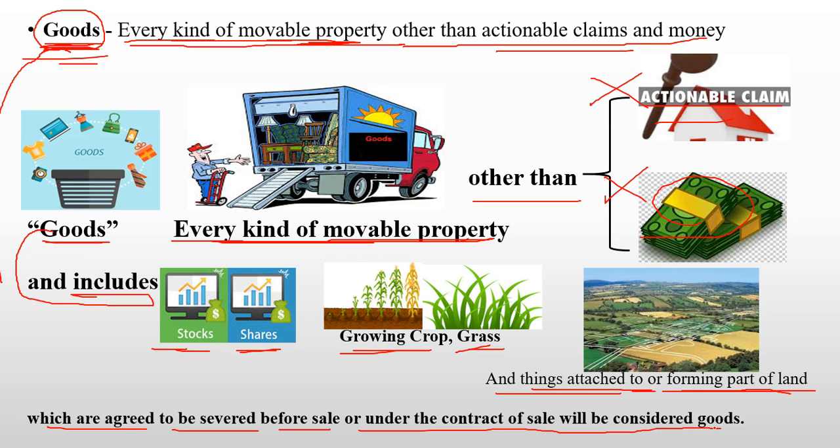I will repeat the definition of goods again. Goods means every kind of movable property other than actionable claim and money, and includes stock, share, growing crops, grass, and other things attached to or forming part of land which are agreed to be severed before sale or under the contract of sale, which will be considered as goods.